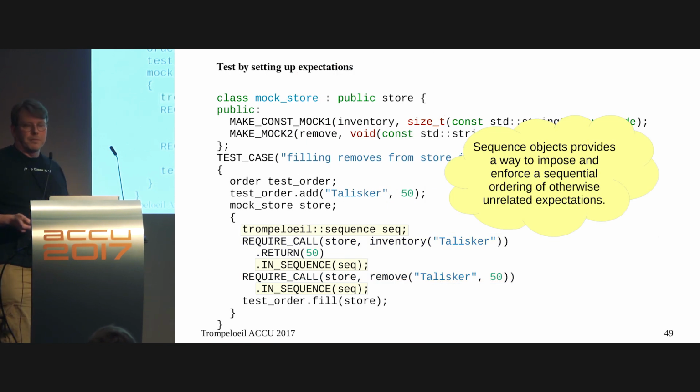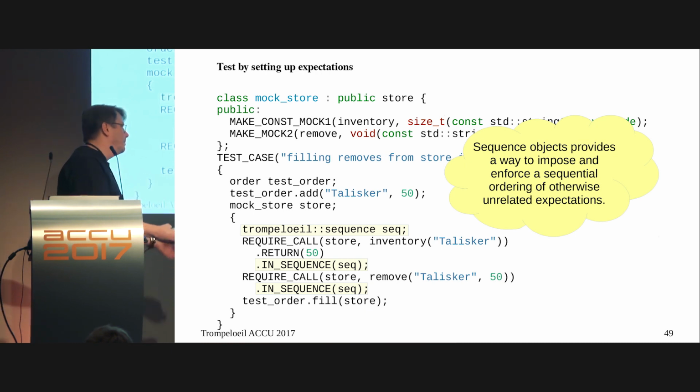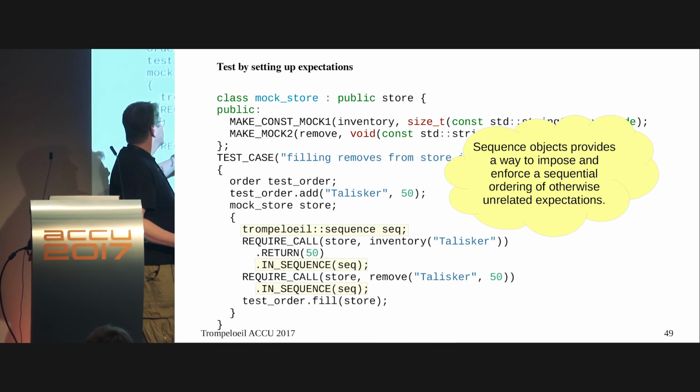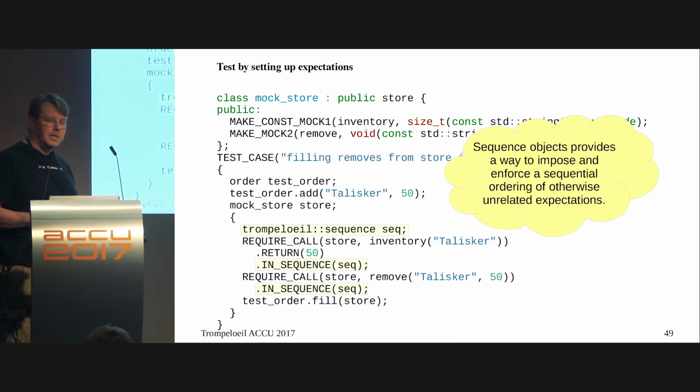But if you want to do something about that, you can create a sequence object. The way a sequence object works is that things must happen in the order that the sequence object has been introduced to them. So this sequence object sees the call to inventory first and the call to remove second. And now there is only one sequence of events that is allowed.